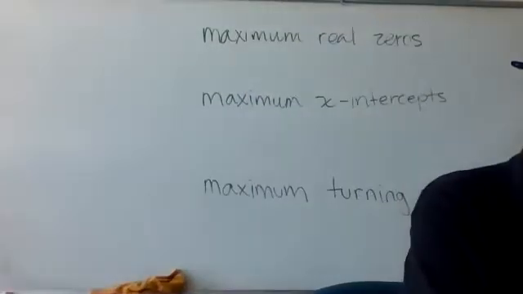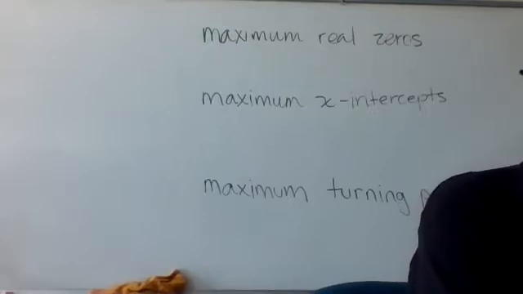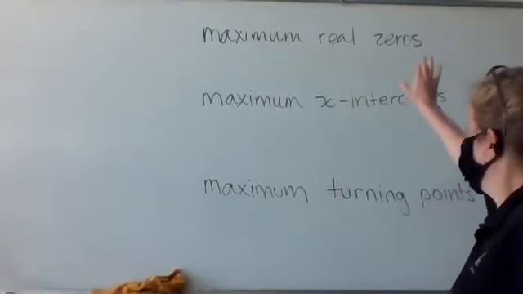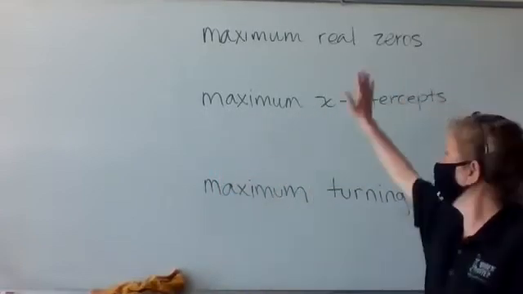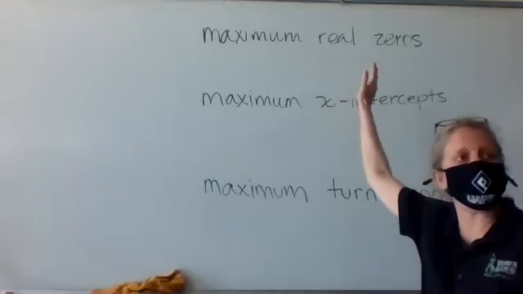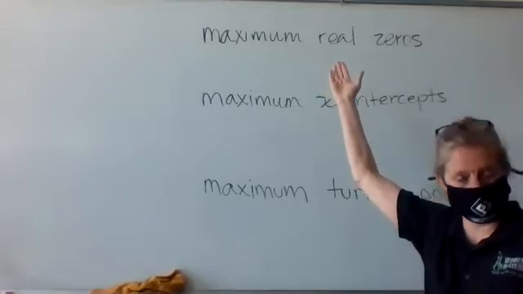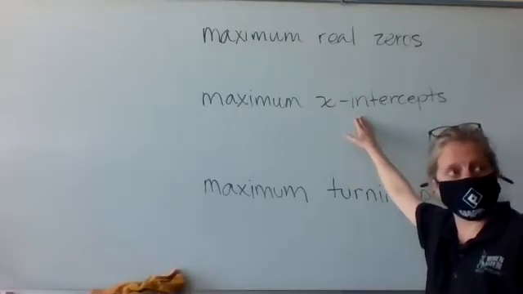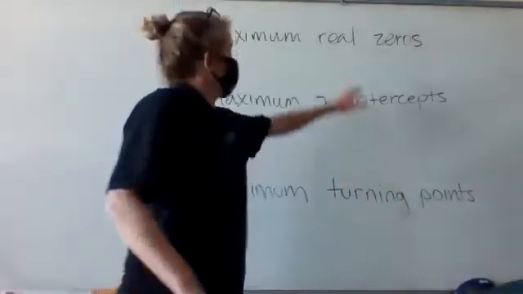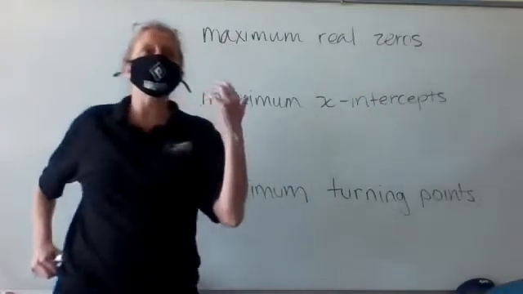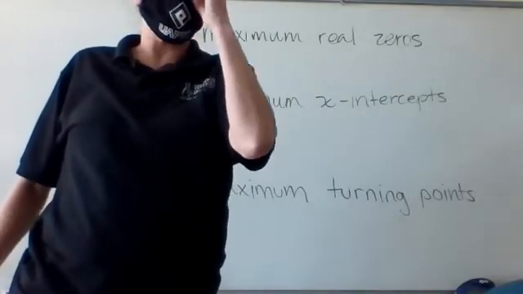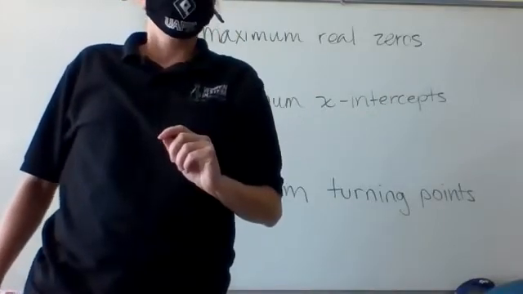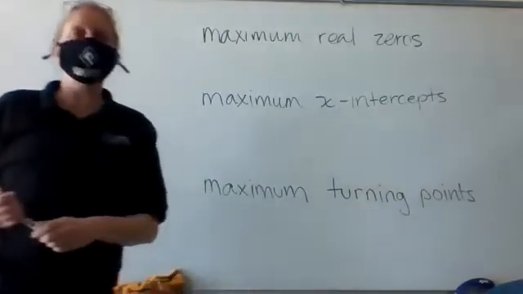The first things we're going to talk about are looking at different polynomial functions, how many real zeros they could possibly have, or the maximum number of real zeros, and the maximum number of x-intercepts. Now remember, these two words, the intercepts and the zeros, are actually the same thing, right? So the real zeros and the intercepts are actually going to be the same number. And then the maximum number of turning points.